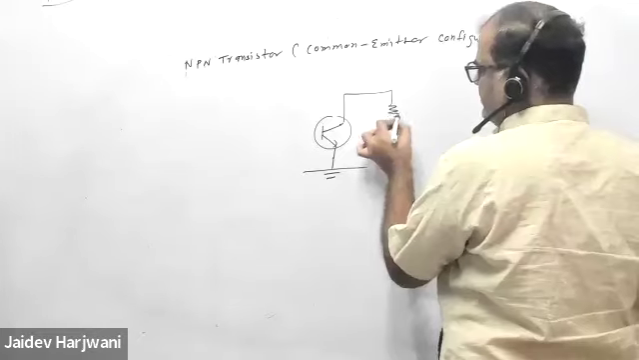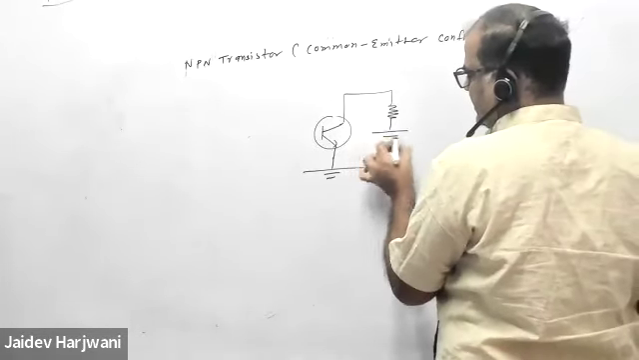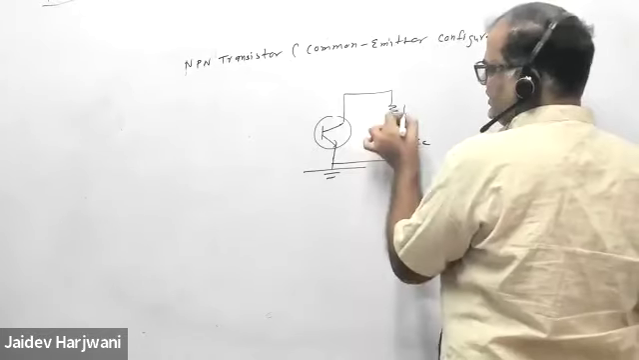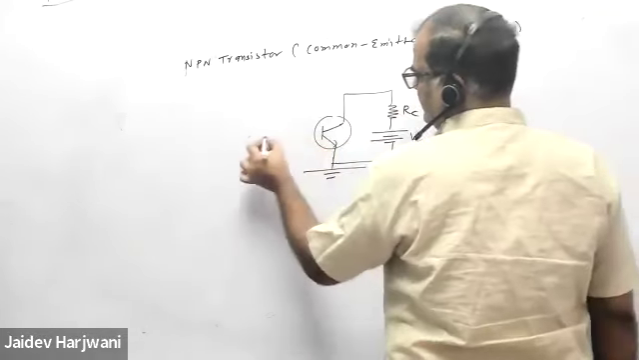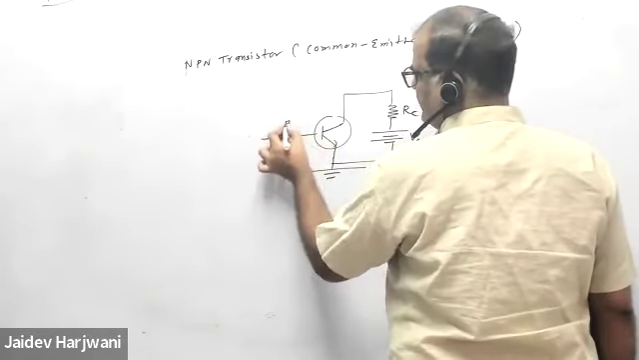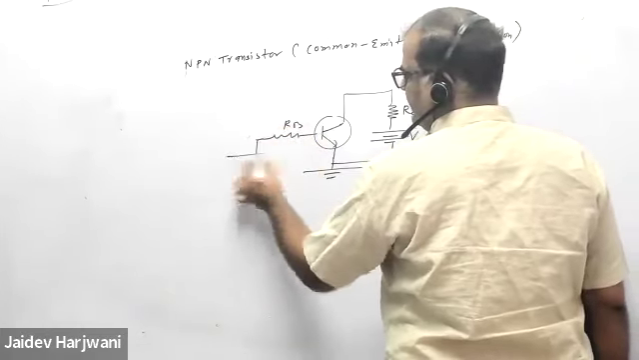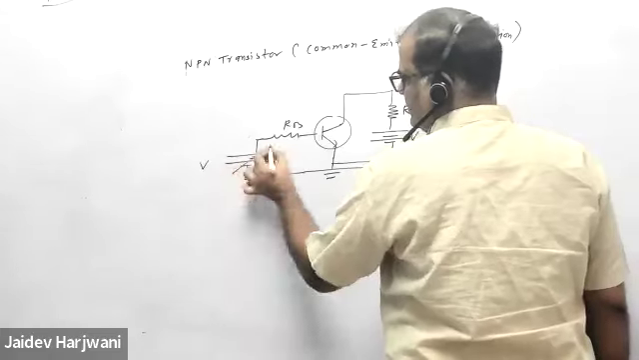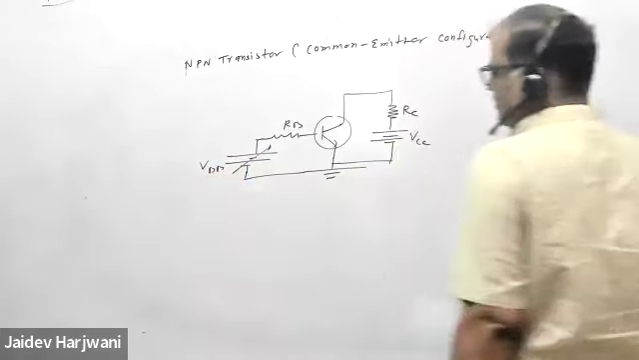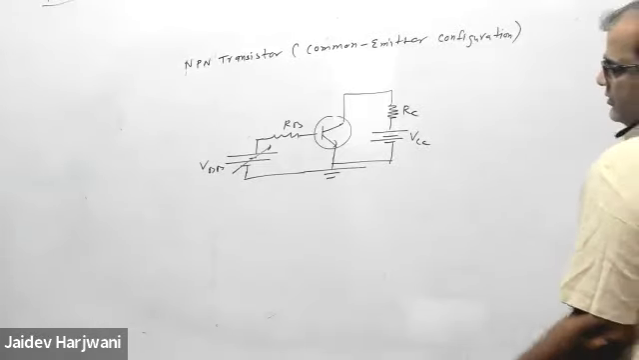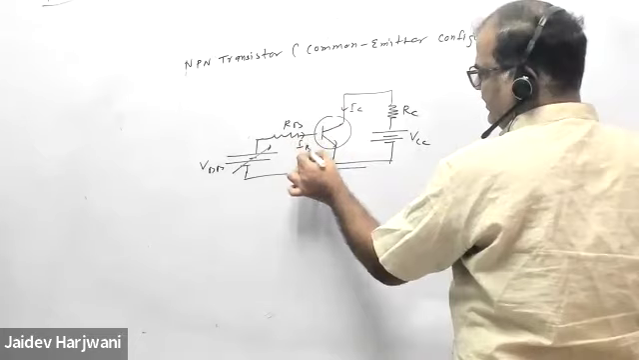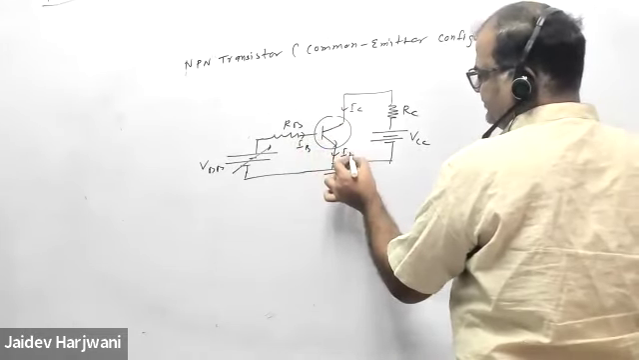Here, say I have a resistance RC, and I am applying here, say a VCC. Here, say resistance is RB, and I'm applying here a voltage, say VBB. Okay. Now current is coming like IC, IB, and IE.